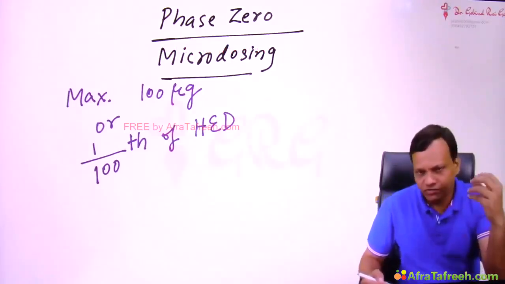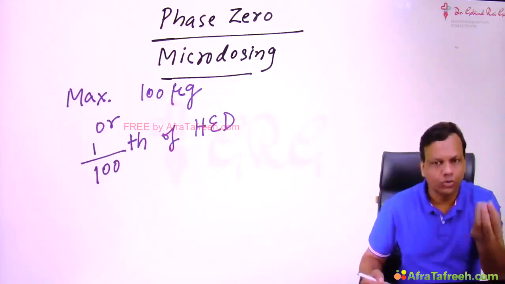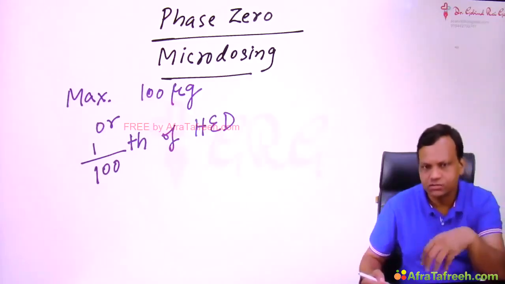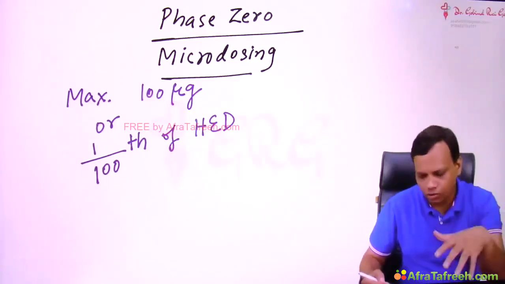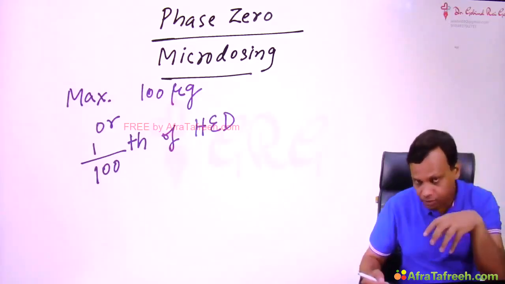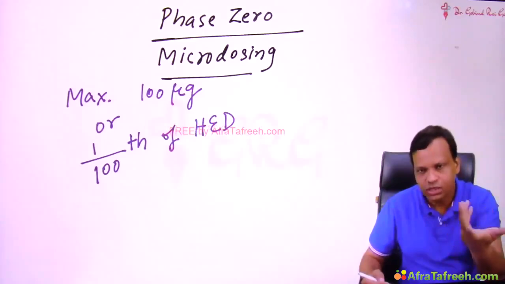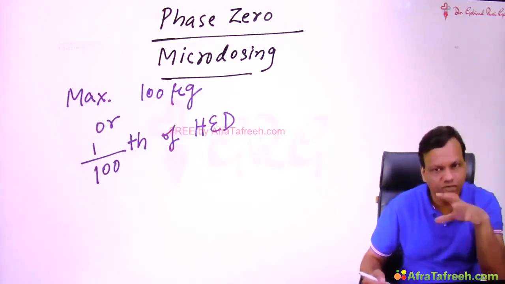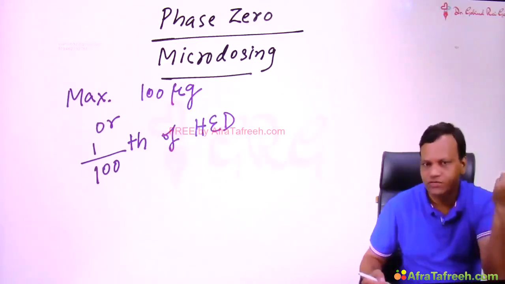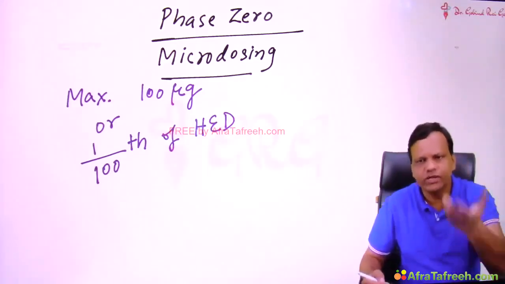Now important question: when we are giving so small a dose, will you expect that the drug will be efficacious? Obviously not. So we cannot know efficacy in phase 0. Can the drug produce side effects at this low dose? Again, the chances are negligible because we are giving sub-therapeutic doses. So we cannot know the safety or toxicity of a drug also. So we cannot know efficacy, we cannot know safety. So what will we do then?